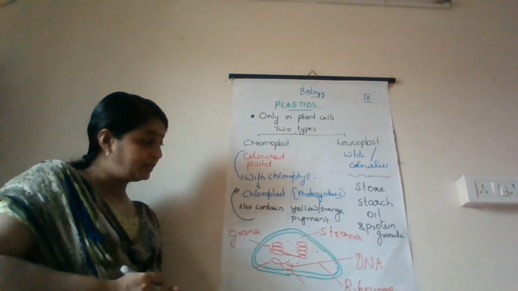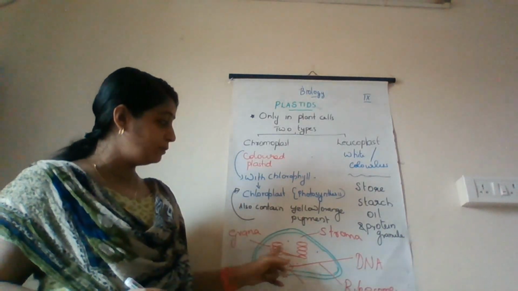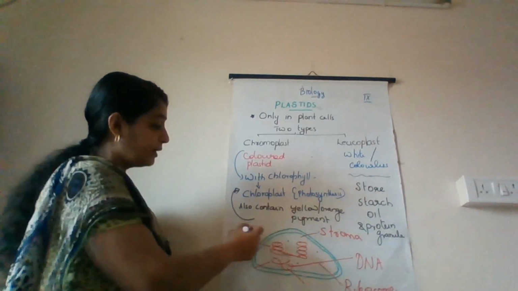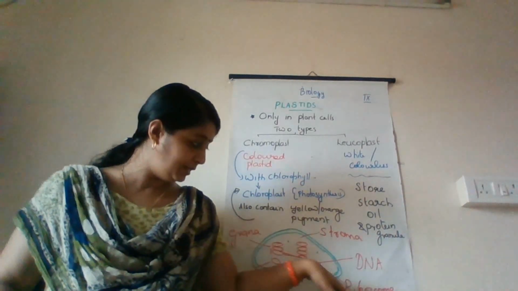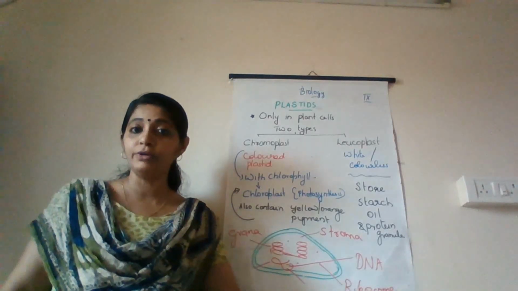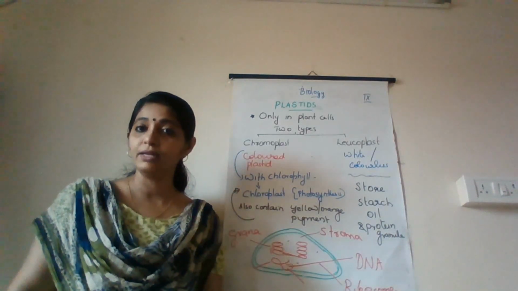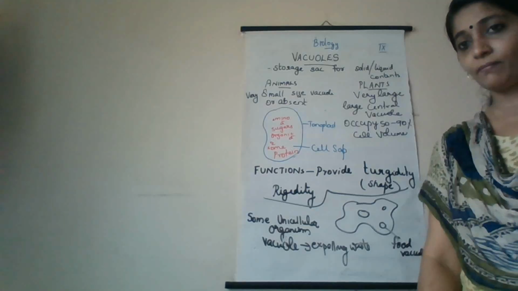In the stroma, membrane-bound strands are arranged, called grana. Grana are present, and plastids have their own ribosomes and their own DNA. This is about the plastids.